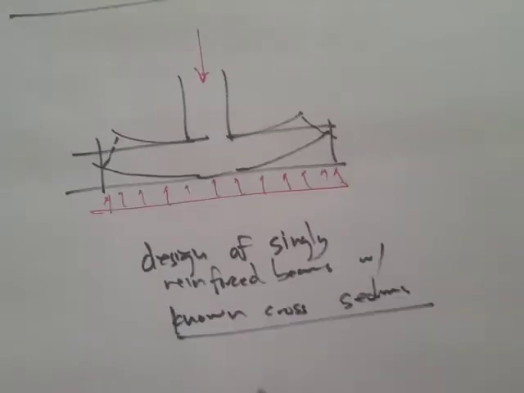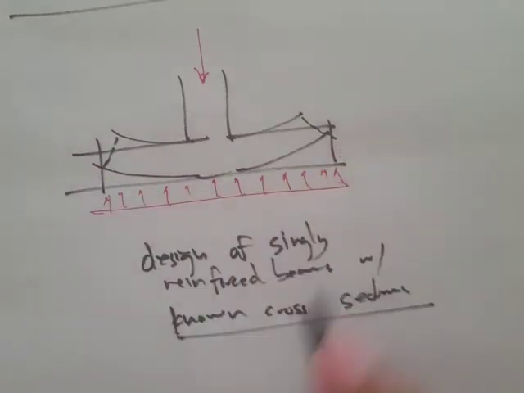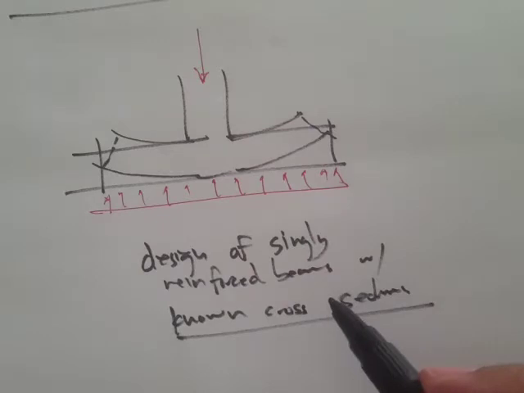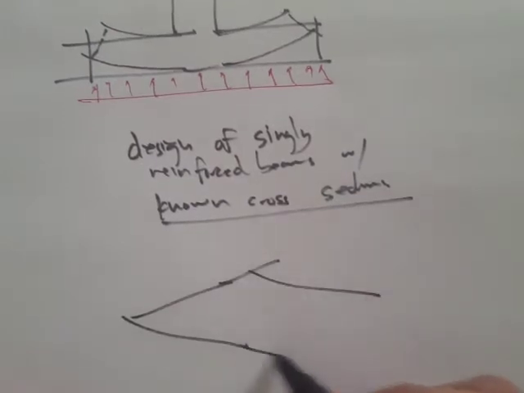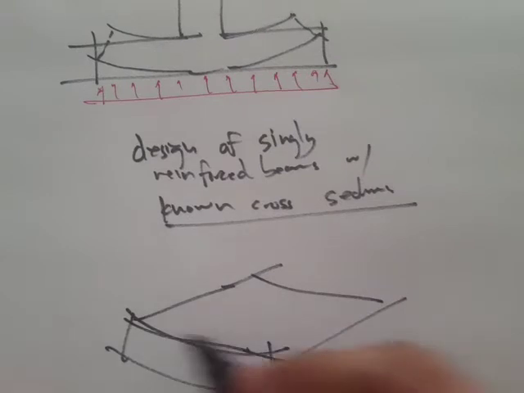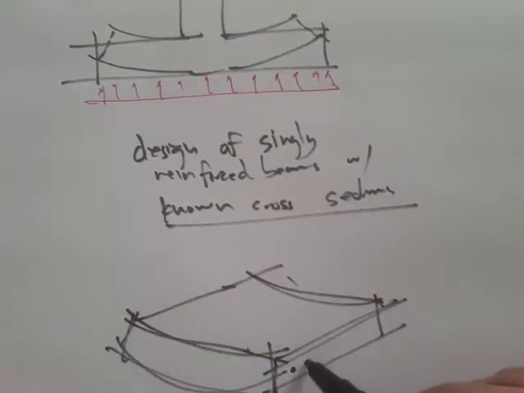Meaning you already have the dimensions of the footing, but you have to provide the required steel area. So let's say if we draw it like this, if it bends this way, then there's going to be reinforcement here.